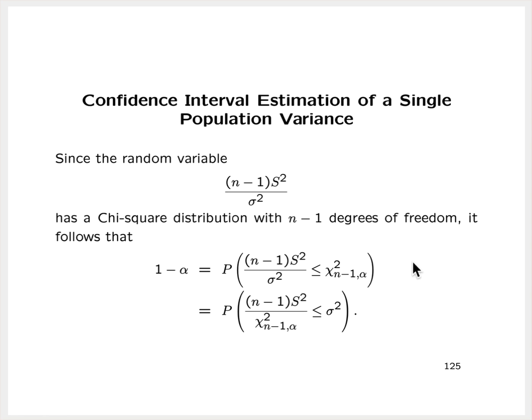We can rearrange the terms in this event to get sigma squared on one side of the inequality by itself, and so this gives us the probability that the population variance is greater than or equal to this random variable, n minus 1 times the sample variance over the upper alpha percentage point of the chi-square distribution with n minus 1 degrees of freedom, that probability also being equal to 1 minus alpha.